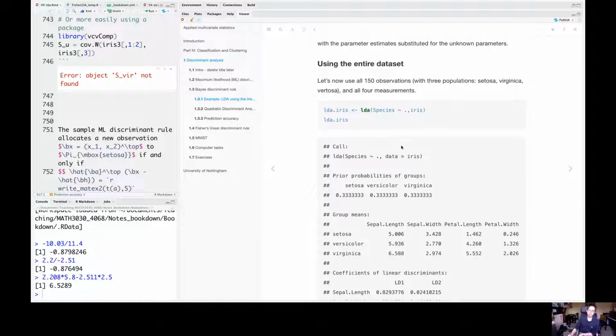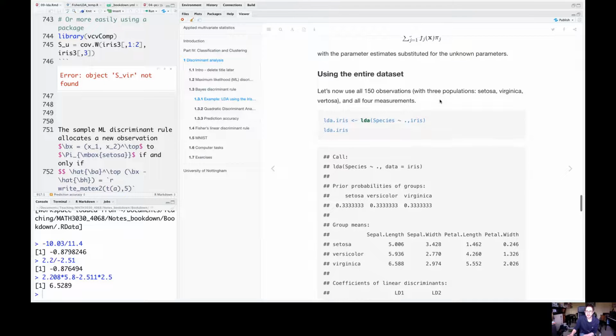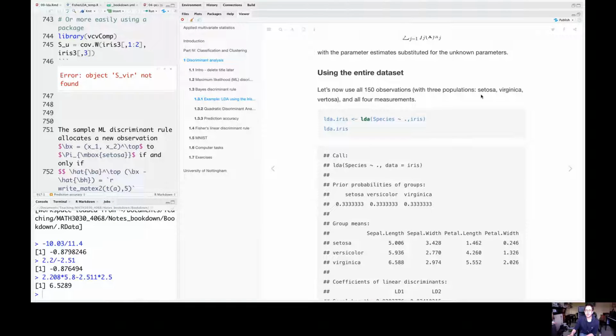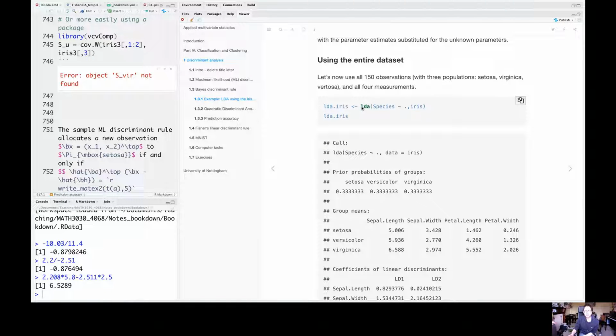Okay. So now let's use the entire data set. Remember, we've got three populations here: setosa, Virginica, and versicolor. And we've got four measurements: sepal width and sepal length, and petal width and petal length. So here we just use the command LDA again, Species ~ ., the iris data set. So use species as our class label, and use all the other variables as the predictors.